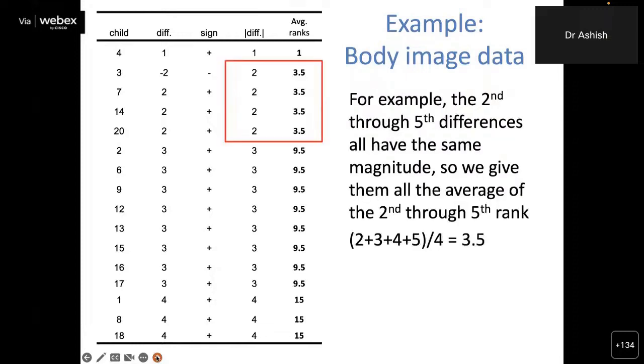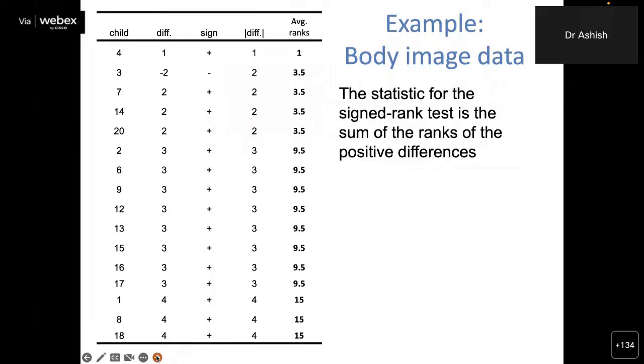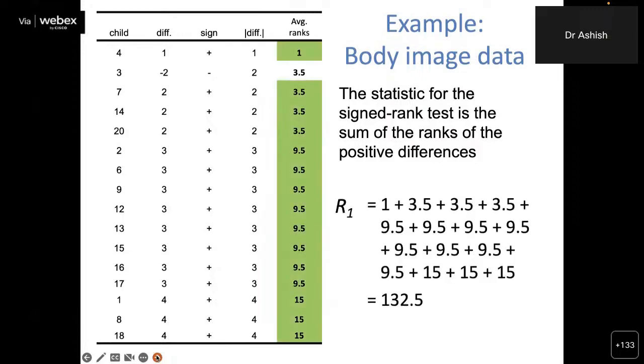Now the same thing I have written. The statistic for the signed-rank test is the sum of the ranks of the positive differences. So we calculate the positive ranks, R1, for all the positive ranks. The negative ones we leave. So here 1, here 3.5, like that. We are calculating the sum of the positive ranks, which is 132.5 in this case, R1.